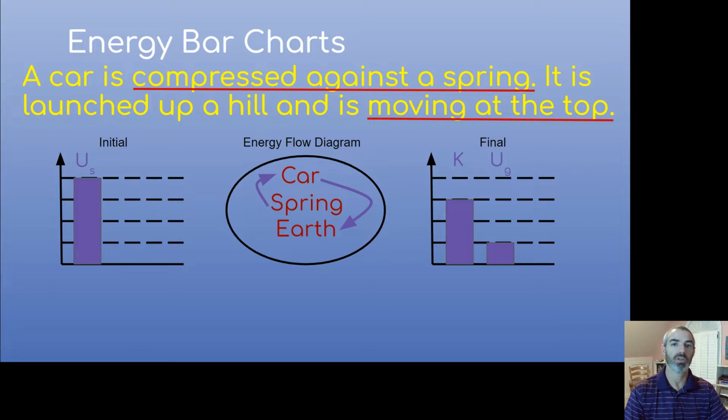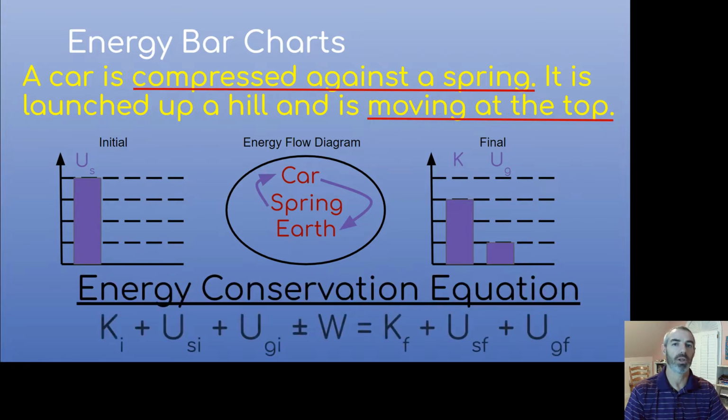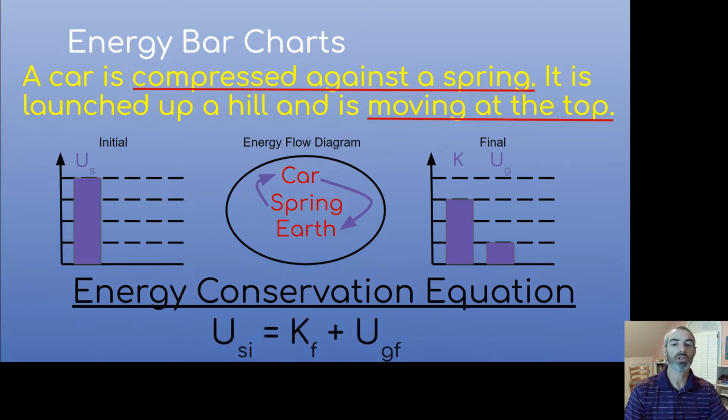So we write our long conservation equation, all the mechanical energies plus or minus work equals all the mechanical energies in the final. And we're going to cross out the kinetic energy and gravitational in the initial, and only the stored spring energy in the final situation. Then we ask ourselves about work. Are there any arrows going from outside in or inside out? The answer is no. So we're going to cross out work as well. So there is no work in this situation. So that simplifies our equation down to the stored spring energy initially equals the final kinetic plus the final gravitational energy.